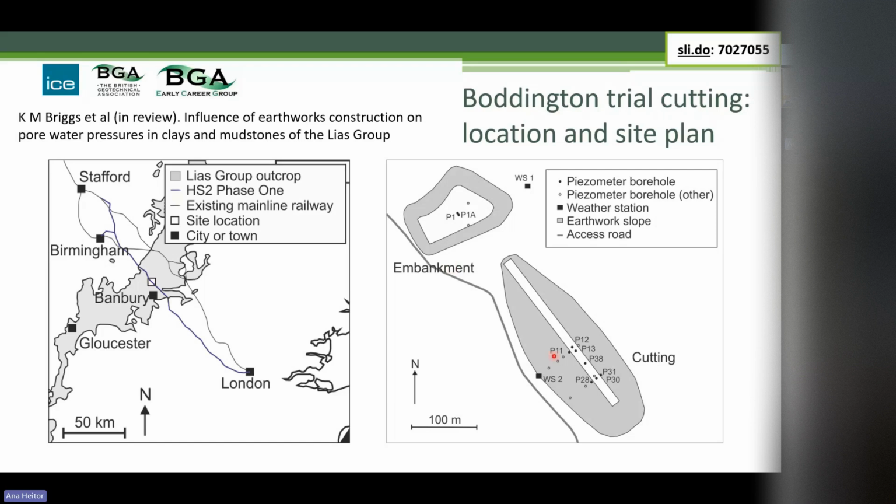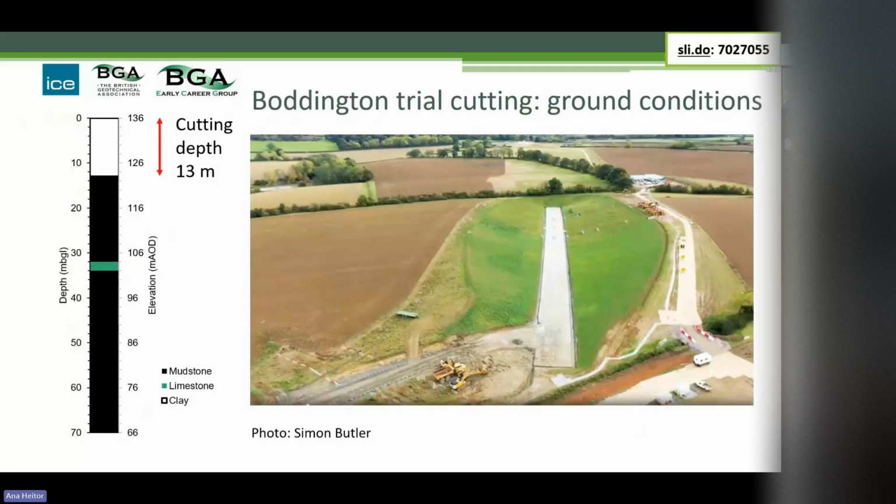I'm just going to say a little bit about the cutting, and in particular, we've got these arrays of piezometers at different depths below the cutting. The next view is a picture of the trial cutting itself, so there it is. And this is the geology. We've got the cutting depth of about 13 metres. Then we have the mudstone, the Charmouth mudstone, a band of limestone, and then below that we've got mudstone. The stuff that's excavated is clay.